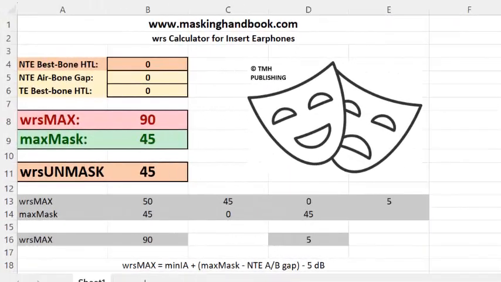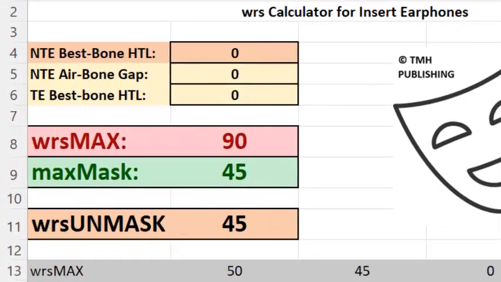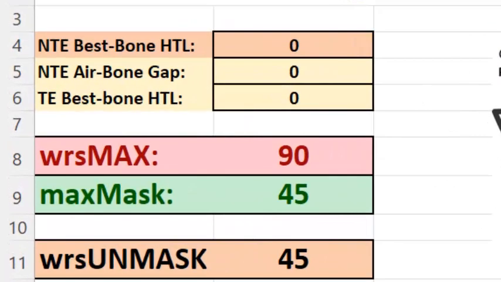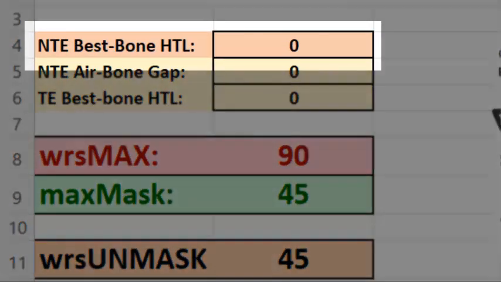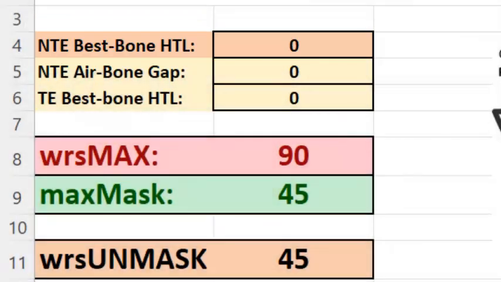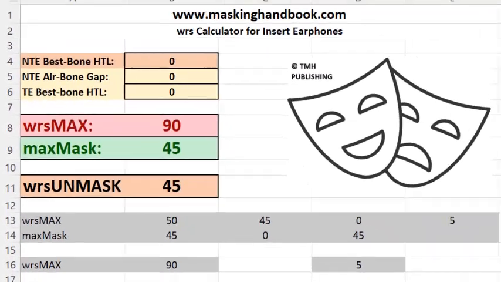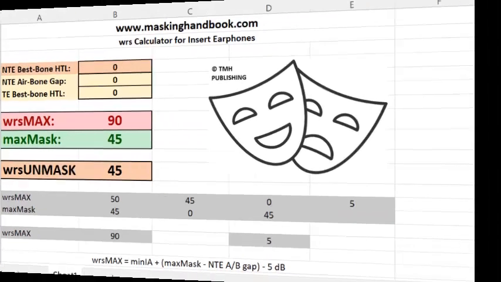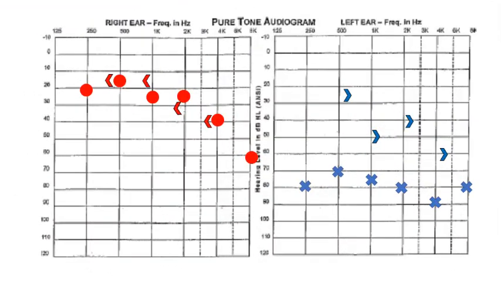The unmasked test level is based on the min-IA for WRS testing and the best bone conduction hearing threshold from the non-test ear. In order to calculate this, we just add a single piece of information to the calculator in addition to our two original pieces of information. Let's try testing the right ear with this audiometric configuration here. In this configuration, we have an air bone gap in the non-test ear of 45 dB. And we have a best bone conduction threshold from the test ear of 15 dB.